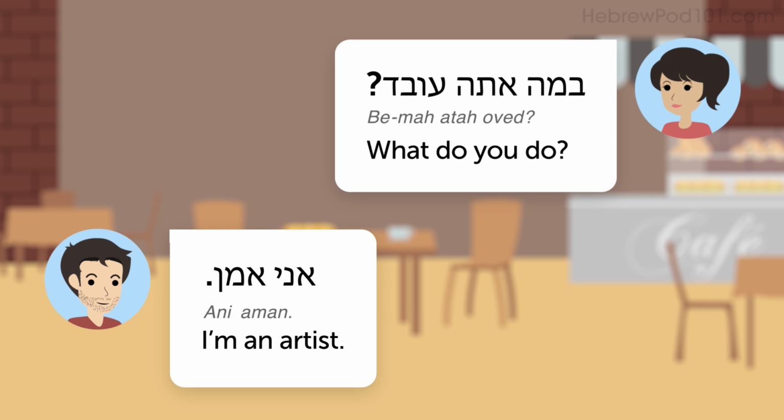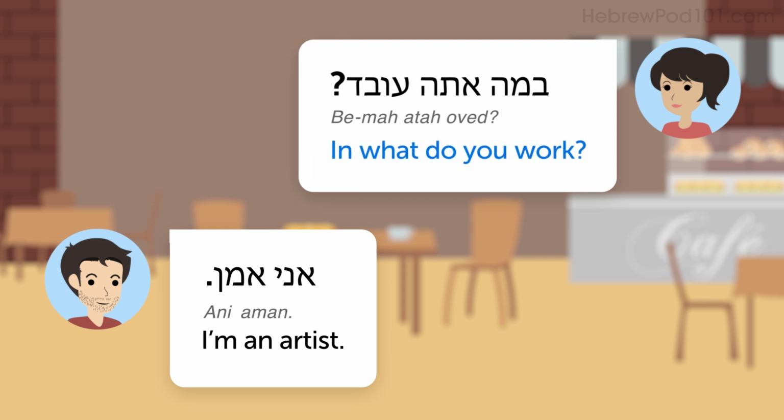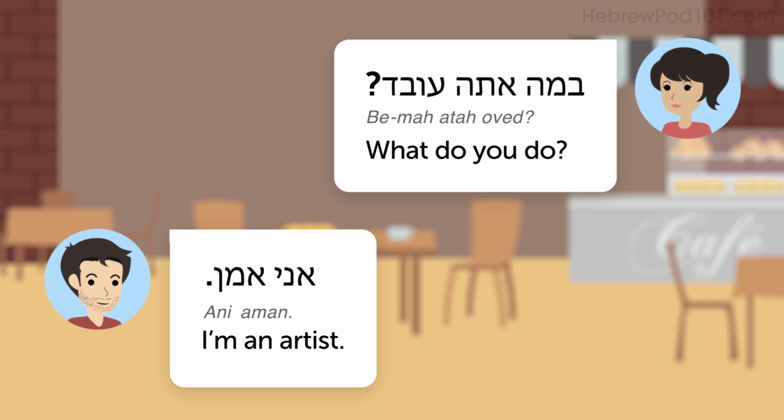First of all, you need to learn how to say, what do you do? That's במה אתה עובד? Listen to it again. במה אתה עובד? This Hebrew sentence literally translates into, in what do you work? But it means, what do you do in English?